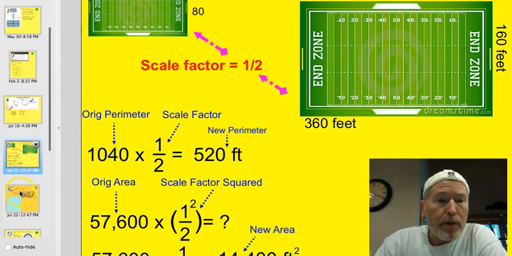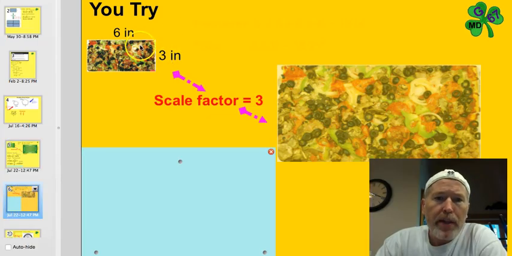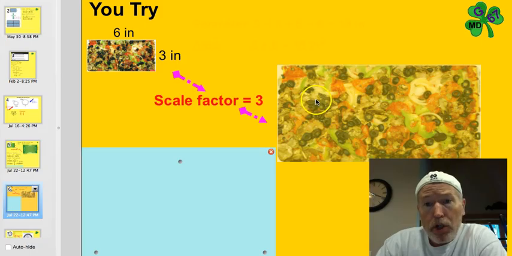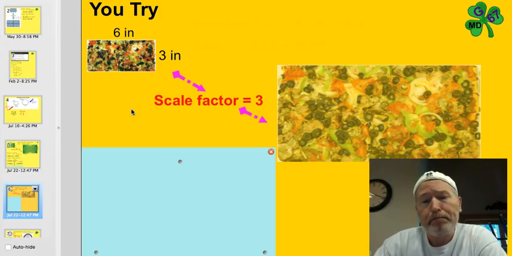All right, time for you to try one. Go ahead and try this pizza. We have a scale factor of 3 between the larger one and the smaller one. And this side is 6 inches and this one is 3 inches. Go ahead, give it a shot.